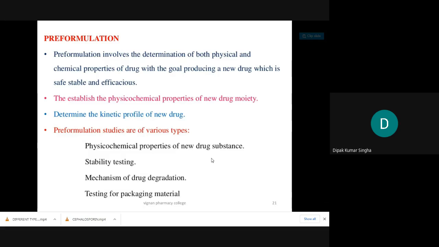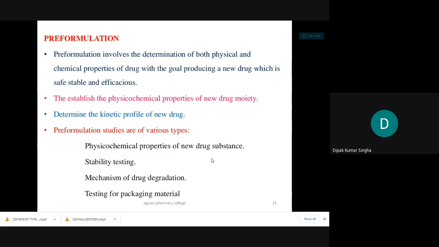Then the stability study: how much time, or how many years, it will be stable. That will be another mechanism, the drug degradation. What are the types of drug degradation, how it will be degraded, and what are the T-half or biological T-half, and the test for the packaging material.